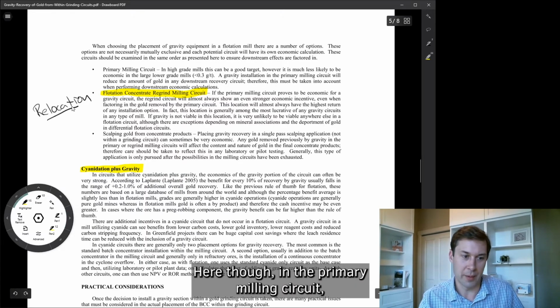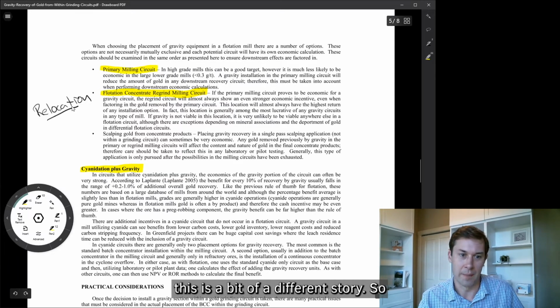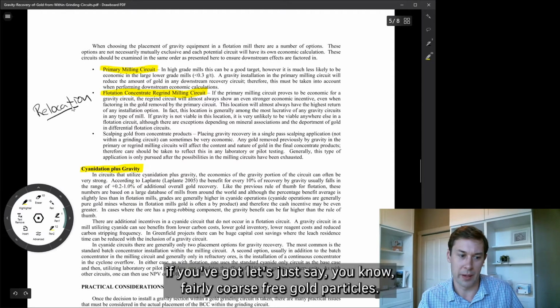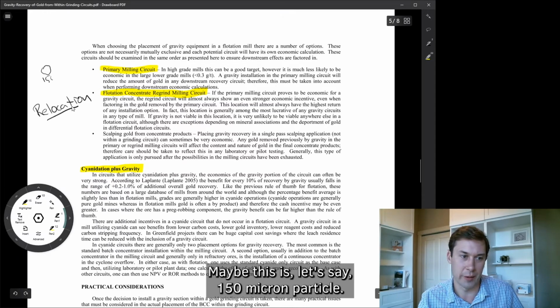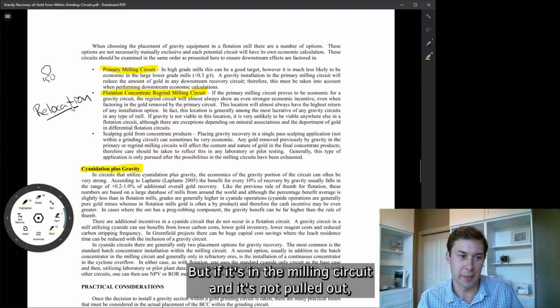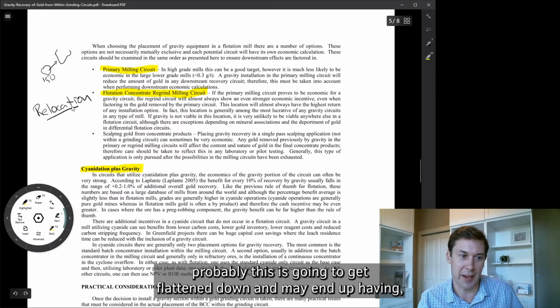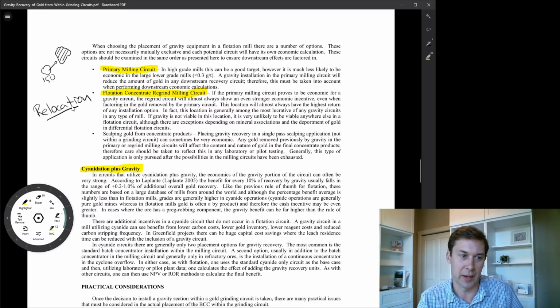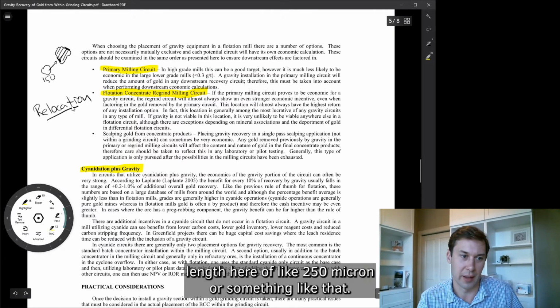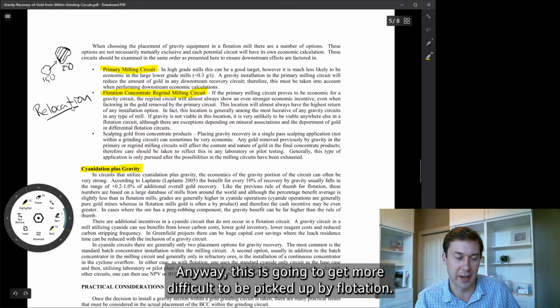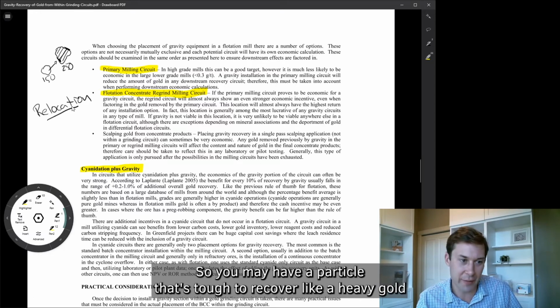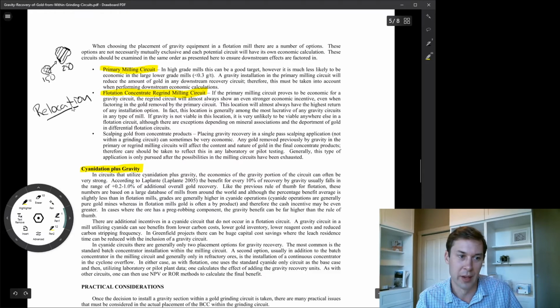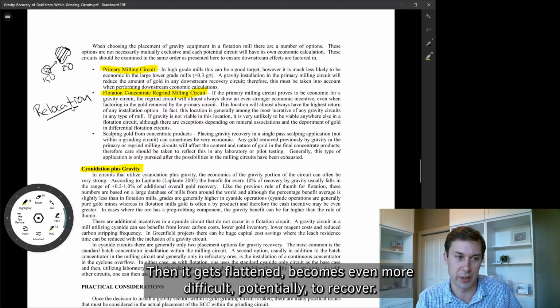Here, though, in the primary milling circuit, this is a bit of a different story. You're going to have trouble if you've got fairly coarse free gold particles. Maybe a 150 micron particle, but if it's in the milling circuit and it's not pulled out, it's probably going to get flattened down and may end up with one dimension of length of like 250 microns or something like that. Anyway, this is going to get more difficult to be picked up by flotation. You may have a heavy gold particle that's tough to recover by flotation to begin with. Then it gets flattened, becomes even more difficult potentially to recover.